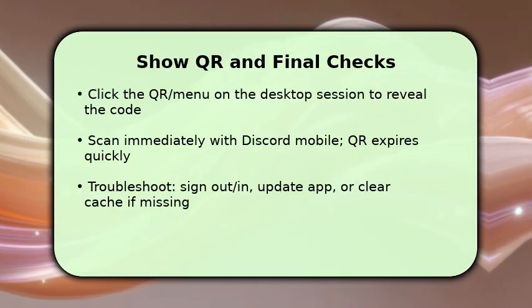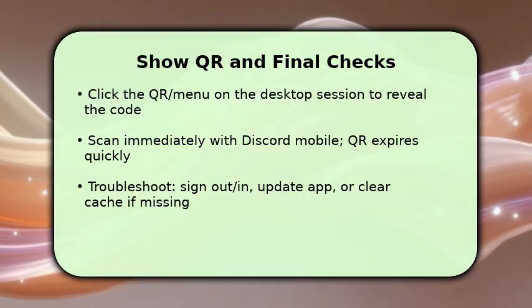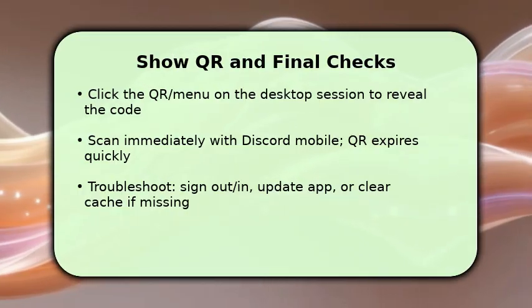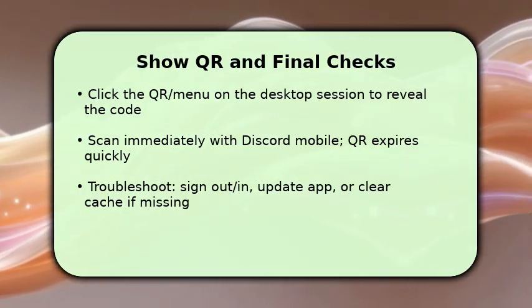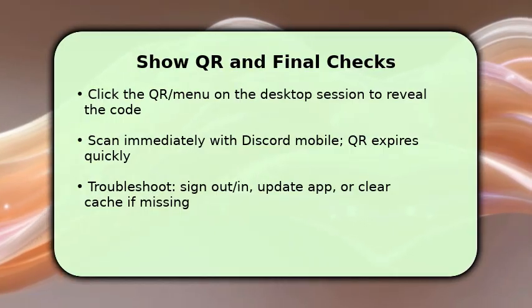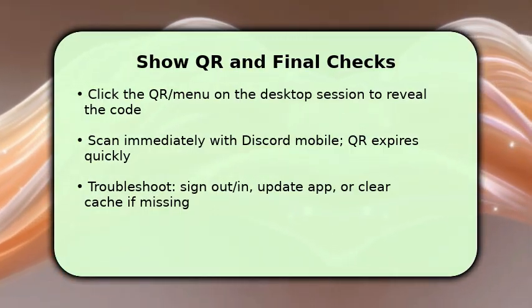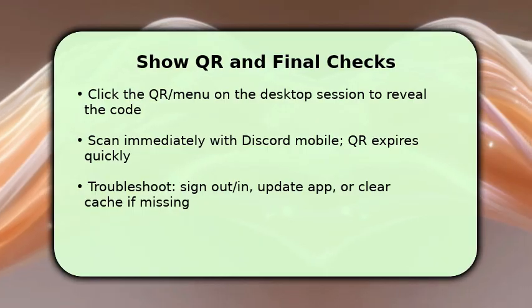Scan it promptly with your mobile Discord app because these codes expire fast and are single-use. If you can't find the QR, sign out and sign back in, update both apps, or clear Discord's cache. These steps often restore missing UI elements. If issues persist, recheck your account permissions and try again.